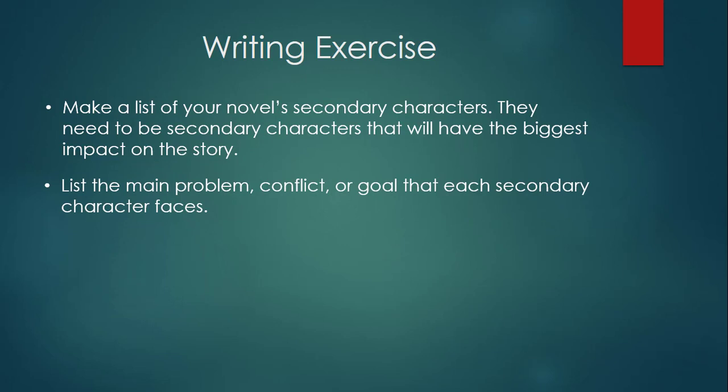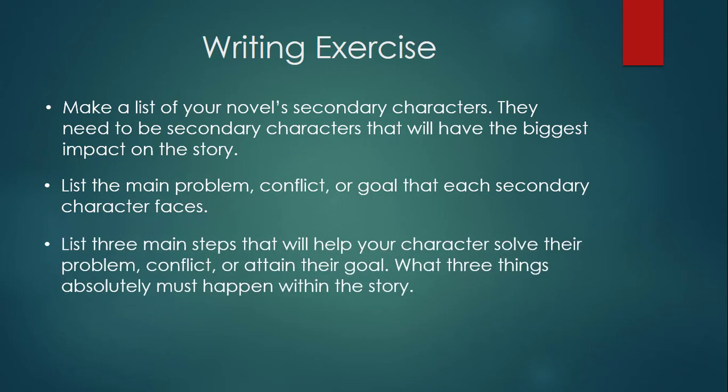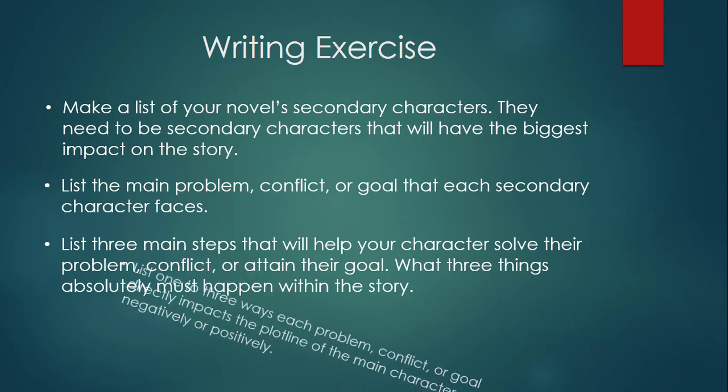List the main problem, conflict, or goal that each secondary character is facing. And then list 3 main steps that will help your character solve their problem, their conflict, or attain their goal, okay? What 3 things absolutely have to happen within the story that you just cannot do without? They've got to be told for this resolution to be attained.